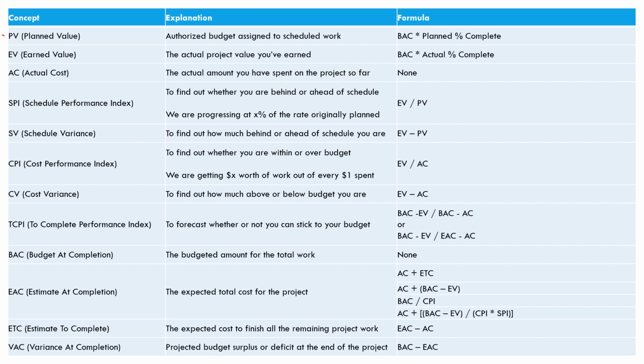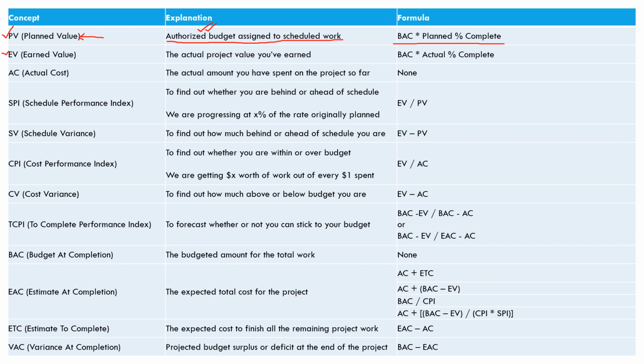So let's start off with PV, planned value. And this is basically the authorized budget assigned to scheduled work. So this is the authorized budget for your project, right? Whatever the work that is scheduled, whatever is the money authorized for it is known as planned value. The formula for it is BAC into planned percent complete.